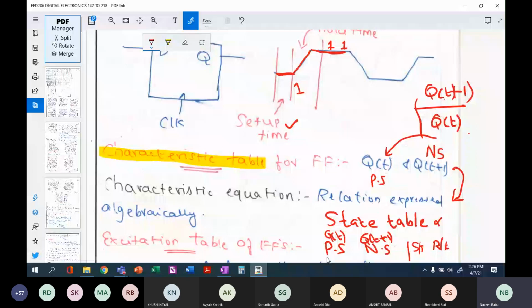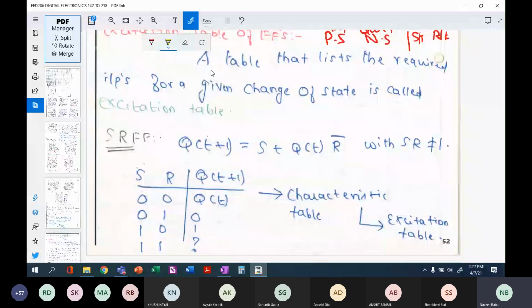So yes, let's start with an SR flip-flop. Let me read out: a table that lists the required inputs for a given change of state is called an excitation table. Now for an SR flip-flop, how do we construct it? We construct it from the state table. In fact, I'll tell you how to construct an excitation table.